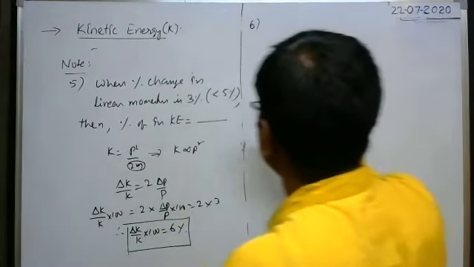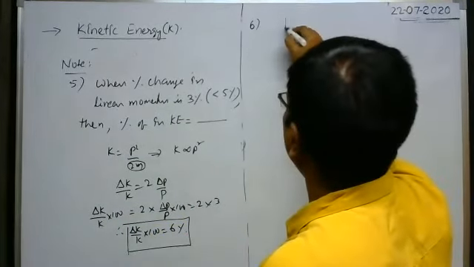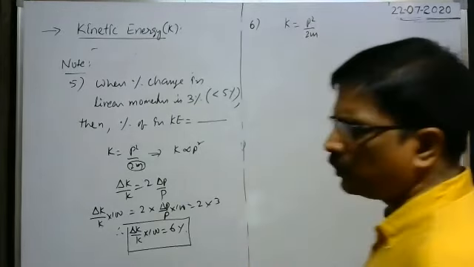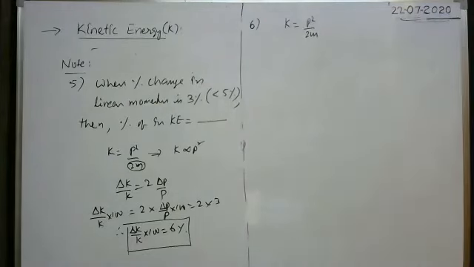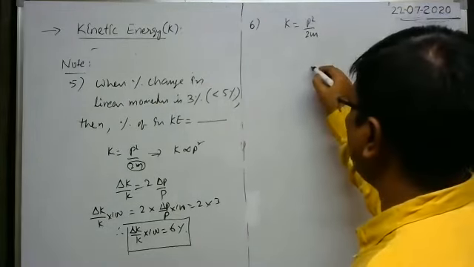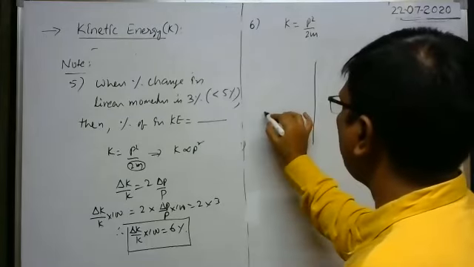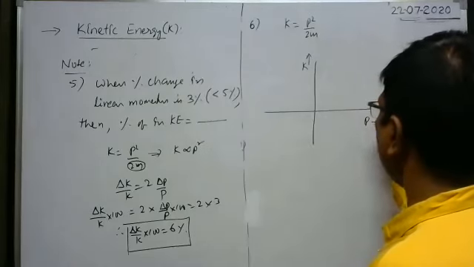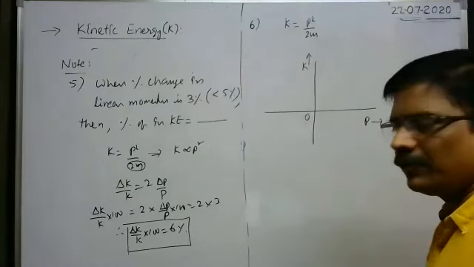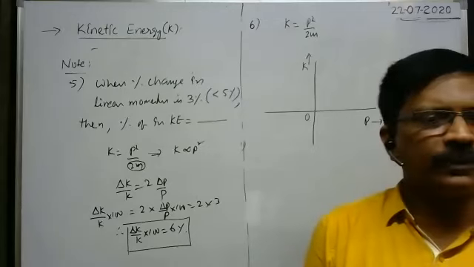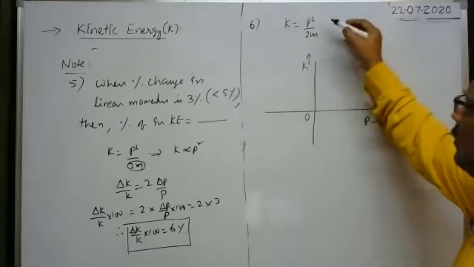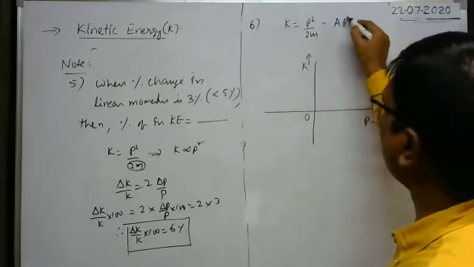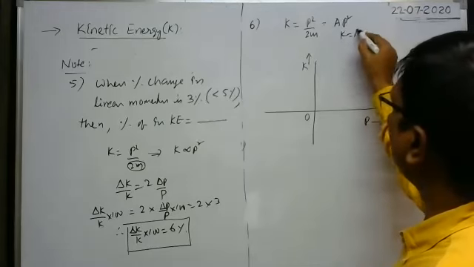Sixth one: kinetic energy is equal to p square by 2m. Of course, mass is constant. Then if you draw the graph between kinetic energy and momentum, kinetic energy is taken along y-axis and momentum is taken along x-axis, what is the type of the graph you will get? Here you see, 1 by 2m is constant. That's why we can write constant a into p square. Okay, K is equal to a into p square.